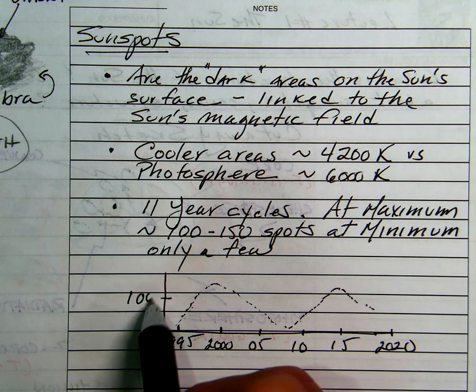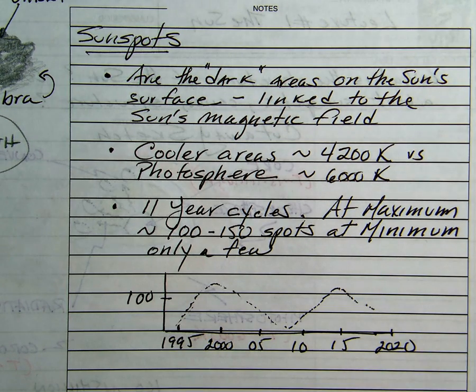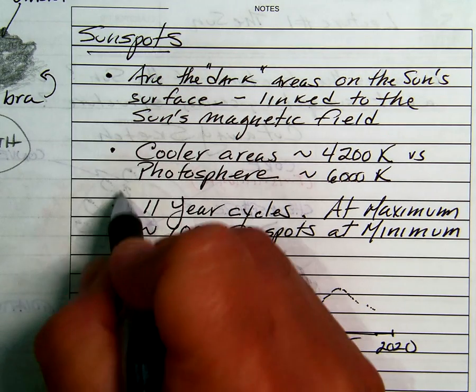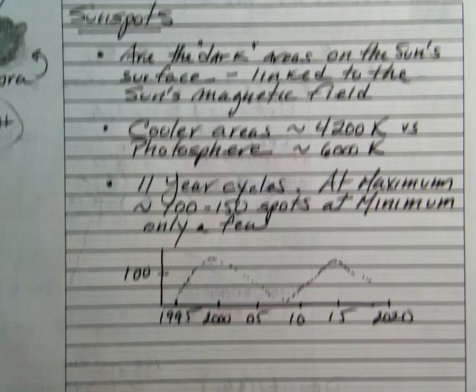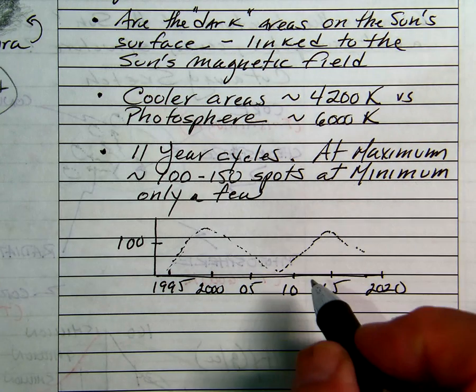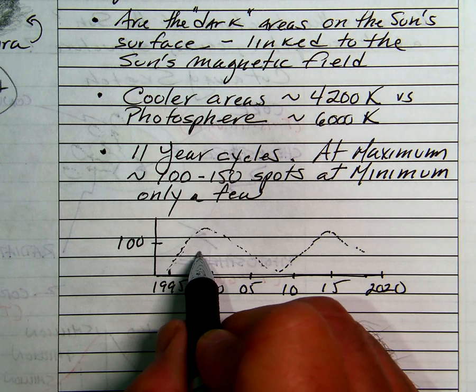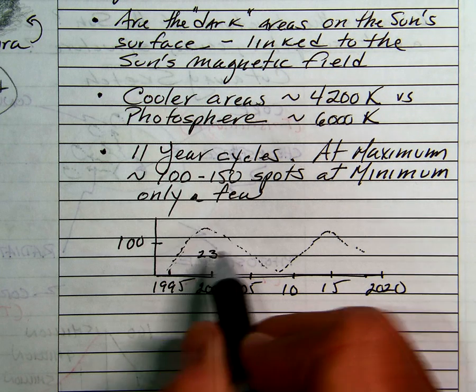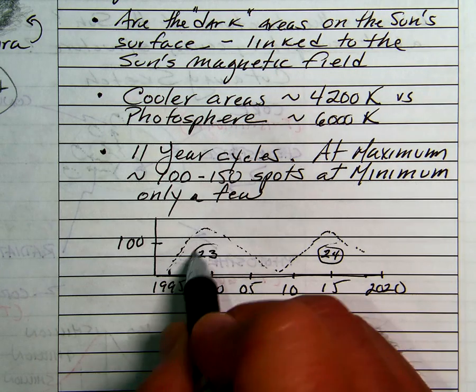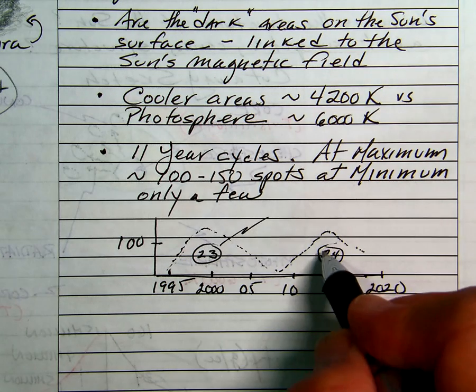So this is number of spots versus years. You'll see this in a bit more detail later on as we go through an 11-year cycle. So try to sketch it as best as you can. And this is cycle 23. And this is cycle 24 right now, from the time we started counting. These are the cycles.